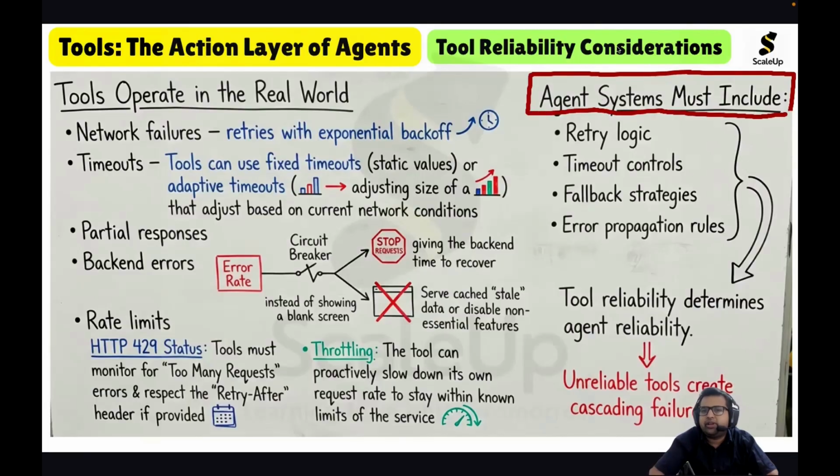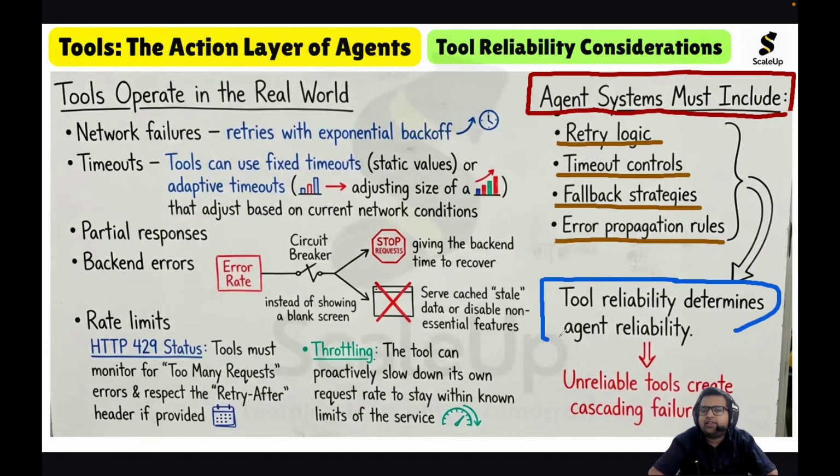Agent systems must include retry logic, timeout controls, fallback strategies, error propagation rules. Tool reliability determines agent reliability. Because the idea is that agents have to be reliable, and for that, the tools must be reliable. For the tools to be reliable, they have to include retry logic, timeout controls, fallback strategies, error propagation rules. So tool reliability determines agent reliability.